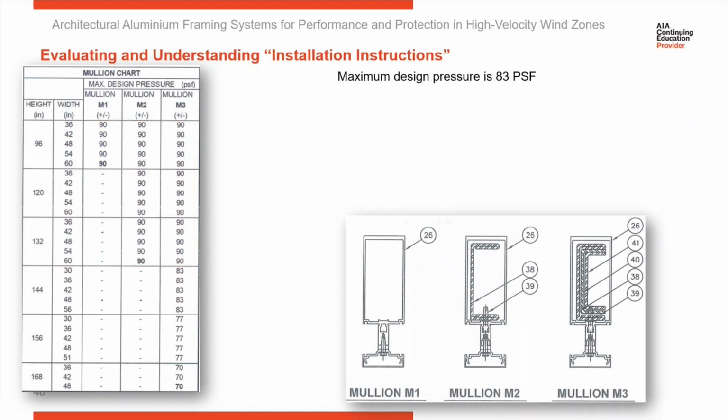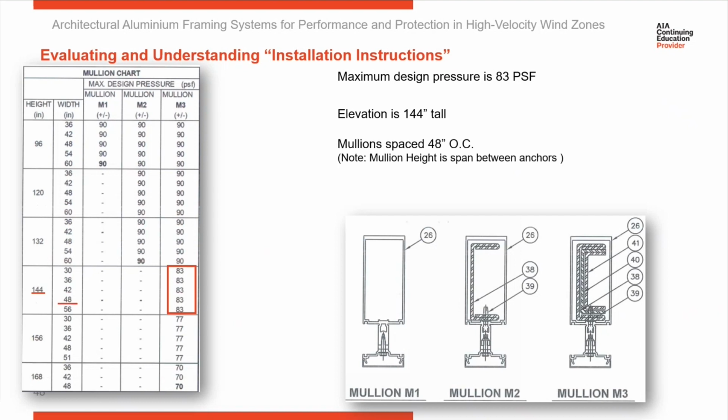So let's change it up a little bit. Let's say our maximum design pressure was 83 PSF, and we're going to make our elevation a little bit taller. We're going to go with 144. Now I've boxed out where the maximum design pressure of 83 is on the right, and then my mullion height on the left. Now we're going to look at our spacing.